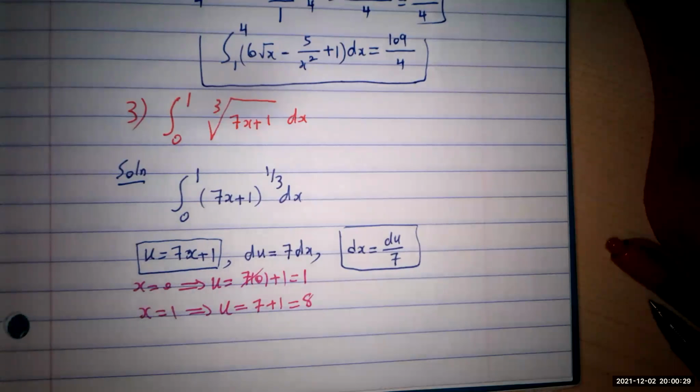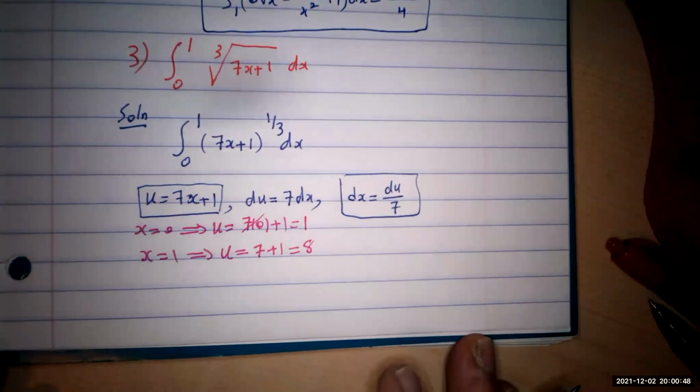Because when you change the integral, you change everything. You change the x into the u, so you have to change the limits of integration too. Any question? This is the one that you may probably miss when we get to the substitution method for these types of problems. So be careful.